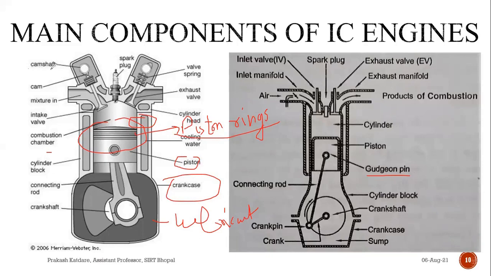Then you have the camshaft and cam. The camshaft and its associated parts control the opening and closing of both the valves. This shaft also provides the drive to the ignition system, and it is driven by the crankshaft. That is, whatever power we are generating inside the engine, that same power is utilized to run the different components.